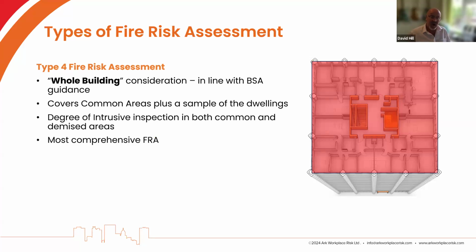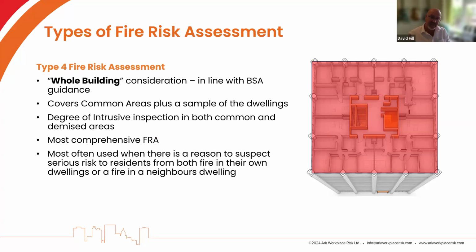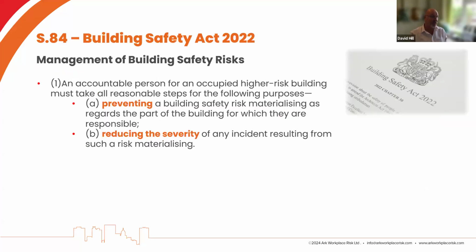It is the most comprehensive fire risk assessment that's out there. So why wouldn't you want to do it if you want to know all of the fire risks for that particular building? But the main reason it's often used is where there is a reason to suspect that there are some serious risks to the residents, both in respect of fire from their own dwellings or from neighbors' dwellings as well. So if there is evidence to suggest that we've got problems, people complaining about smells from other people's cooking, people complaining that they can hear or see certain things that suggest maybe that the compartmentation isn't satisfactory, then that's the stage when you should be looking at a type 4 risk assessment.